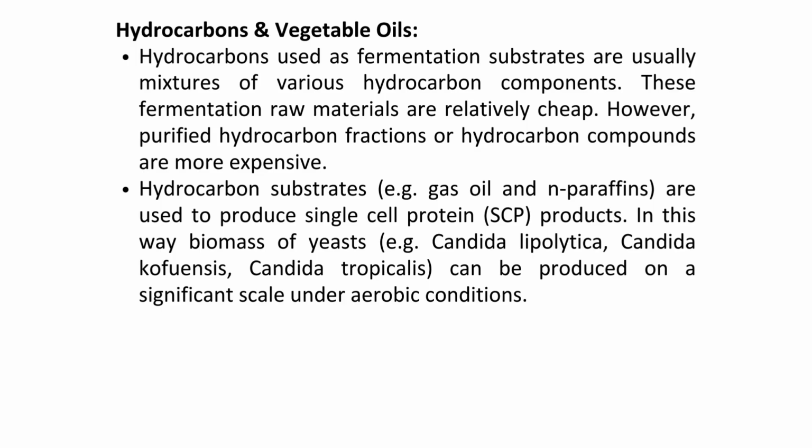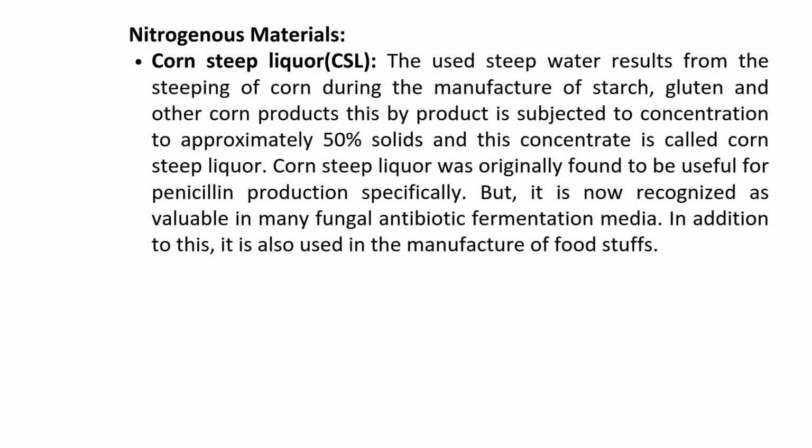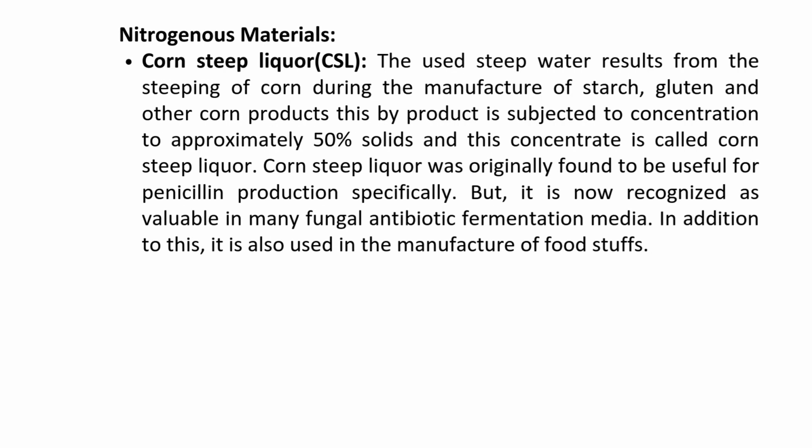Hydrocarbon mixtures are relatively cheap and are used to produce single-cell protein with yeasts like Candida. Vegetable oils classified as oleic, linoleic, or linolenic, based on unsaturation, can be used as antifoams or as a carbon nutrient source. Now for nitrogenous materials. Corn steep liquor, or CSL, is a concentrate from corn steeping. It was crucial for penicillin production and is valuable in many fungal antibiotic fermentations.